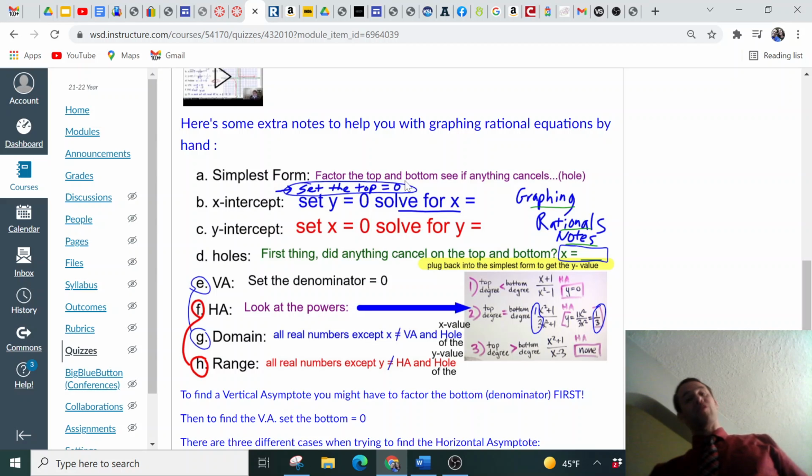X-intercepts, the top equal to 0. Really you're setting y equal to 0 and solving for x, but every time you're going to multiply that denominator over to 0 and it goes away. So you might as well just set the top equal to 0.